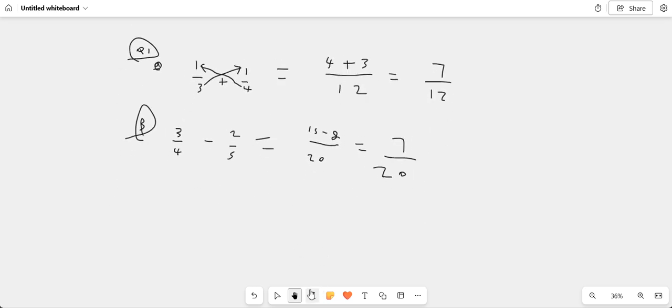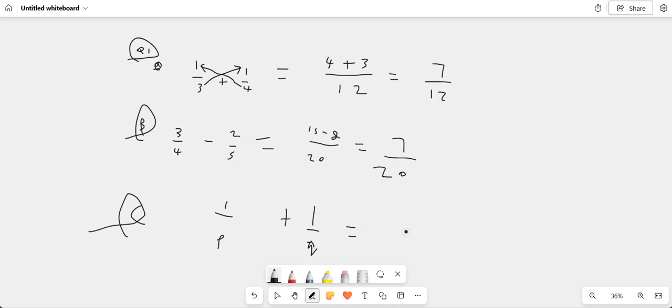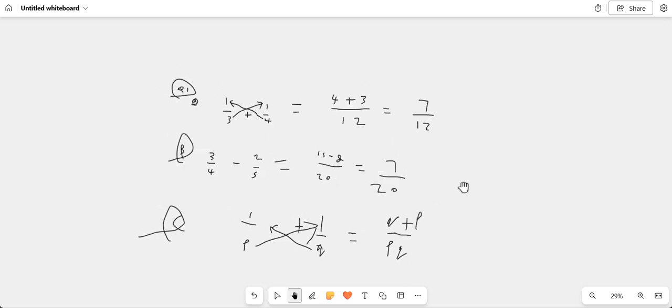Alright, cool. Let's do part C now. Part C is saying 1 over P plus 1 over Q. So again, similar process, just do P times Q, which is PQ. And then Q times 1 is Q. And then P times 1 is P. So Q plus P over PQ. That's the answer. D.